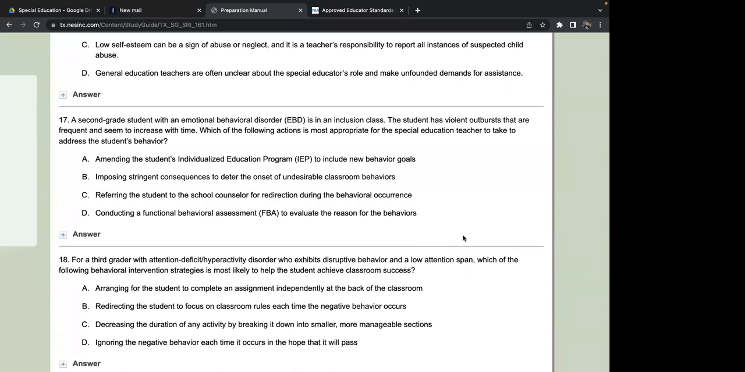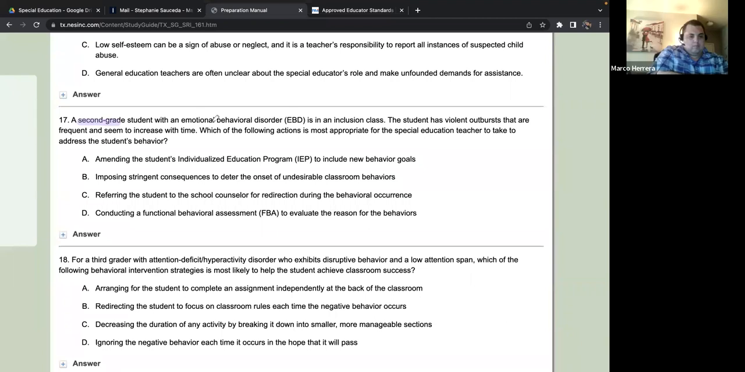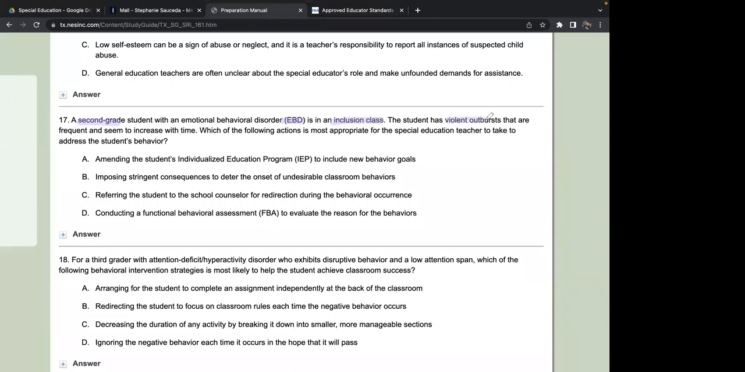And so we have a student, and if you have a highlight feature on the exam, please use it. We have a second grade student who has EBD, with everyone else in the class. Violent outbursts, they are frequent and they seem to increase with time. We're looking for an action that is most appropriate, the best action the special education teacher can take to address the student's behavior. The behavior is frequent, violent outbursts that increase with time.